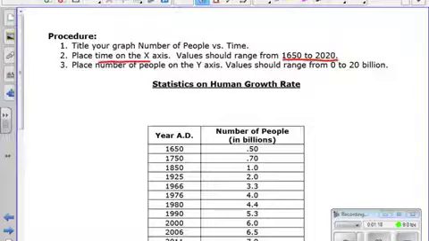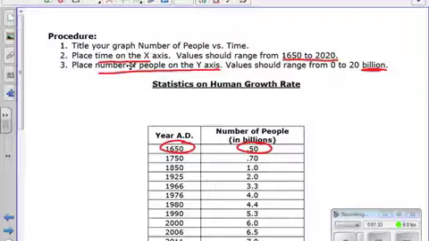Now procedure step 3 says place the number of people on the y-axis, and the values should range from 0 to 20. So for this graph, our origin is going to be 0 for the y-axis and 1650 for the x-axis. Okay? Remember, our population is in billions. Our smallest year is 1650, and our smallest number of people is 0.5 in billions. We want to take that into consideration when we label our origin.